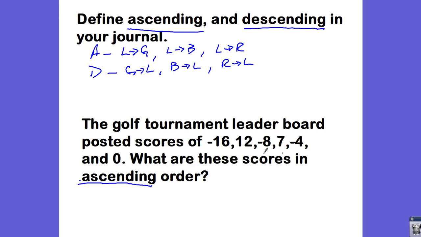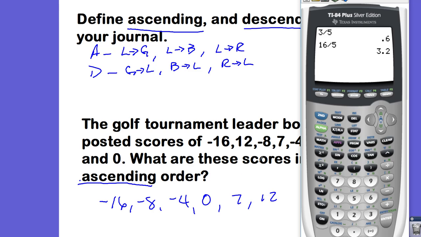So if we were to think about these in terms of a number line, we know that it's going to be negative 16, and then negative 8, and then negative 4, because those are our negatives, and then we start with our positives. We've got 0, which would be the first one that separates the positive and negative, and then 7, and then 12. But one of the things that we did in class was we learned how to do this on the graphing calculator by putting these numbers in order. So let's see if we can do that real fast.